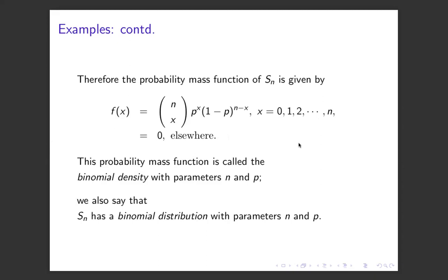This probability mass function is called the binomial density with parameters n and p. In such a case, we also say that the random variable S_n has a binomial distribution with parameters n and p. Okay.